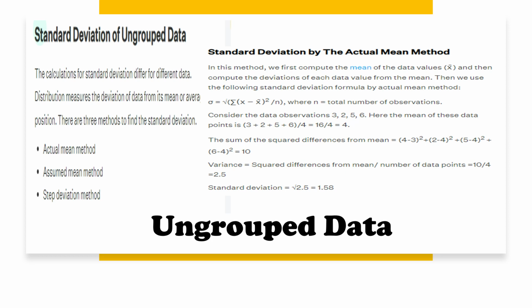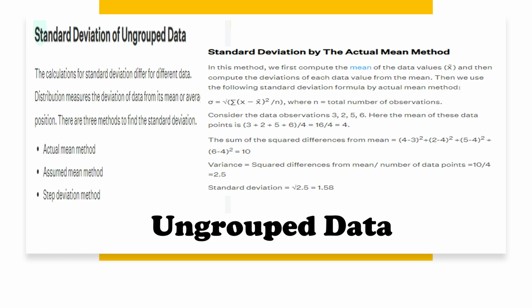There are three methods to find the standard deviation. First one is through the actual method. Second one is through the assumed mean method. And lastly, the step deviation method. So ungrouped data is not the same as grouped data. There's a certain range with the grouped data as compared to ungrouped data. It doesn't have any certain range.